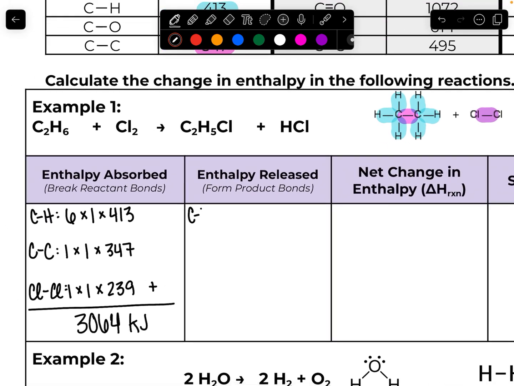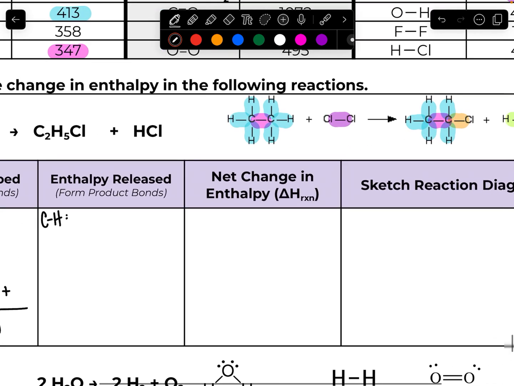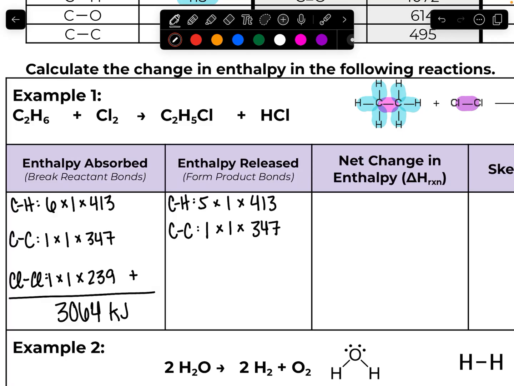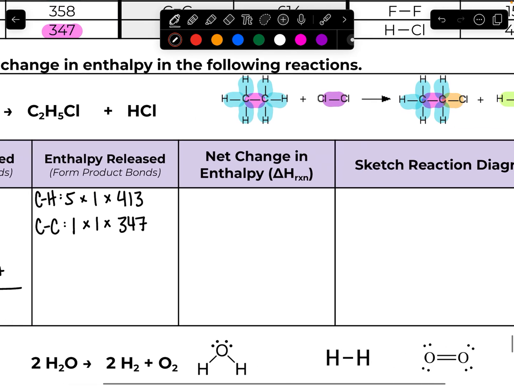Well, I have C–H bonds again, but this time in my structure, I only have 5 of them. I still am making 1 mole of this molecule, but it'll take the same amount of energy to form those bonds. Next is C–C. So I have 1 bond times 1 mole times the same amount of energy to form that bond. Now I've got 2 new ones.